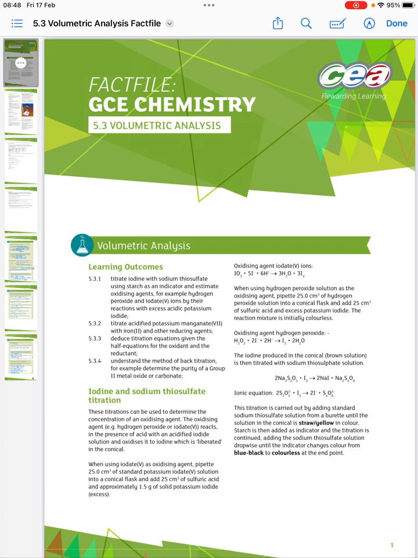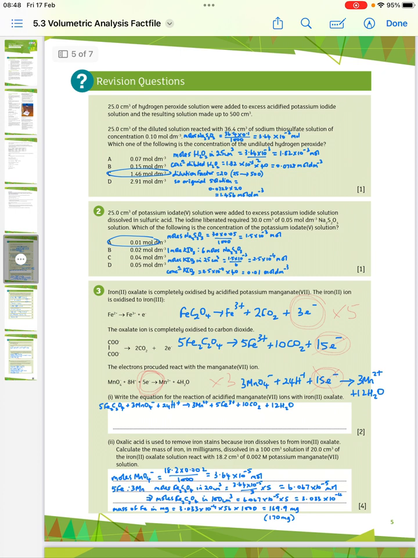These are the answers to the CCEA A2 Chemistry Fact File 5.3 Volumetric Analysis. So these are the titrations. First question.